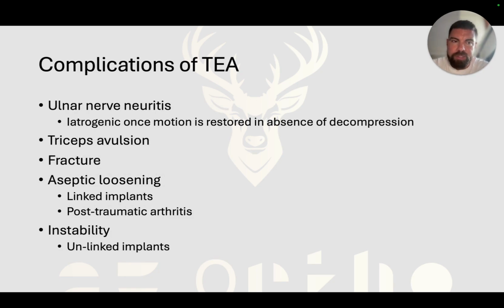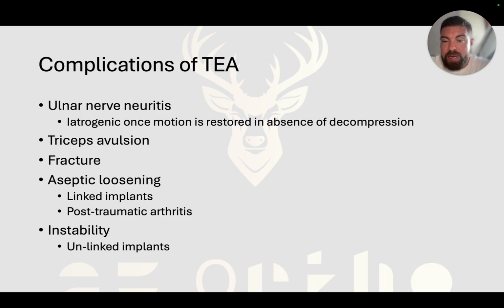Ulnar nerve neuritis is very common, and not just for TEAs but across a lot of other procedures. Anything around the medial side of the elbow, you need to be aware of the neuritis. I've touched on the fact that if you restore flexion, you should probably be doing at least a cubital tunnel release, if not a transposition. Other complications with TEA would be triceps tendon avulsion, fracture, more commonly because of poor bone quality, especially in rheumatoid patients, and avulsion fractures of the olecranon.